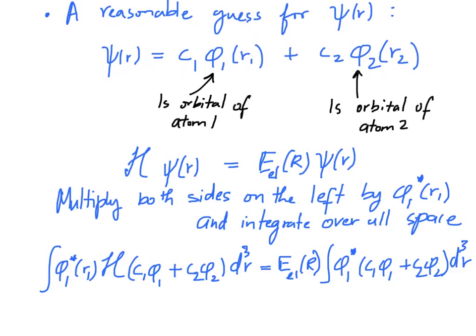Okay, so there we have it. We're going to take this equation over here and multiply on the left of both sides by phi1 star of r1. Note that the star indicates that this is the complex conjugate of phi1. We're going to multiply by phi1 star on both sides and integrate over all of space, and that is what I've written down over here. All I've done is multiply on both sides and integrate over all of space. Since this is a 3D problem, it's d cubed r.